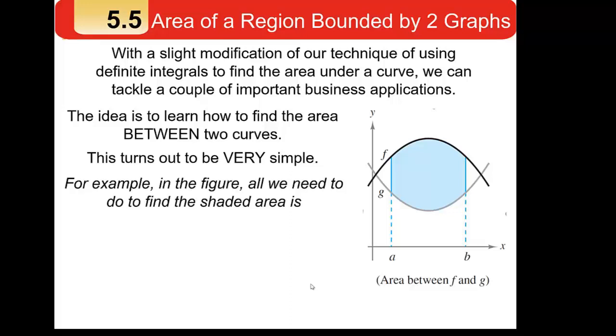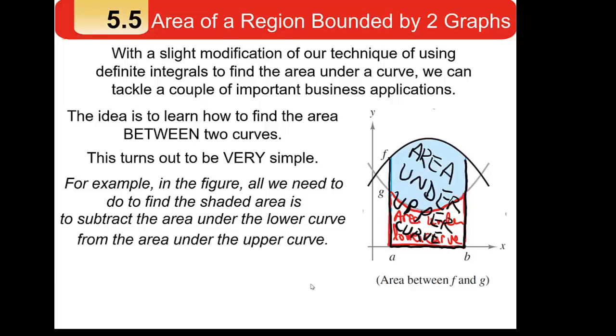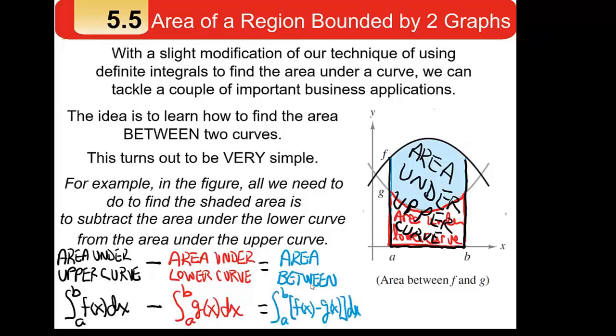For example, in this figure, all we need to do to find that shaded area is to take the area under the lower curve, the part that I've boxed in red and labeled area under lower curve, and subtract it from the area under the top curve, which is the curve that's labeled F. The area under the curve F is everything between A and B under F, which we know from our study of definite integrals is just the integral of f of x from A to B. Then I subtract off the area under the lower curve, which is the integral of g from A to B. Take the smaller quantity from the bigger quantity, and what that leaves me with is the area between the two curves, which is what I'm looking for.